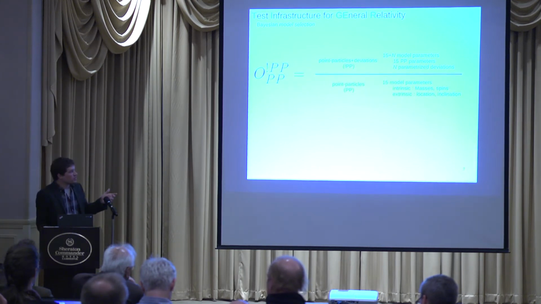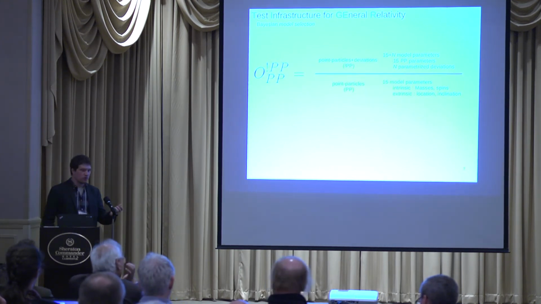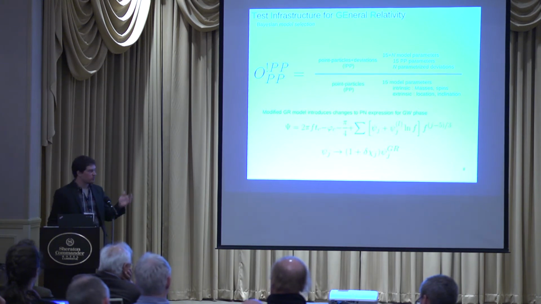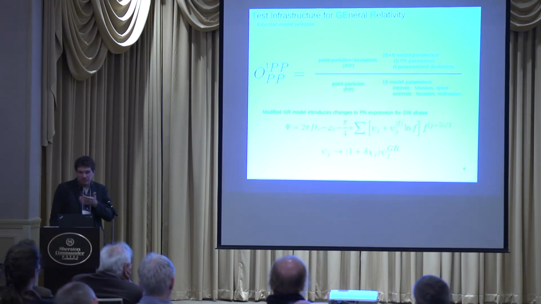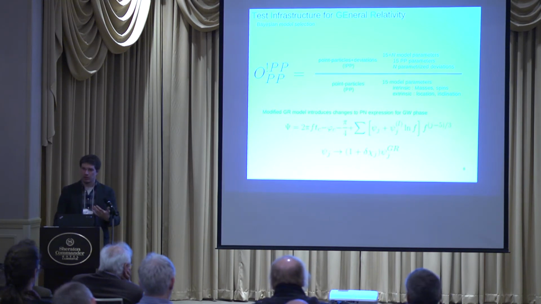And the way it does this is it takes the post-Newtonian expansion for the phase, right, which is going to look something like this, and it introduces modifications to the terms. So GR says these psi's, each psi j, should be some function of mass, spin, all that stuff. But if that's wrong, if there's some modification, you can tweak that by throwing in these other parameters.